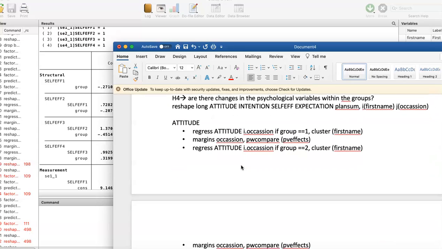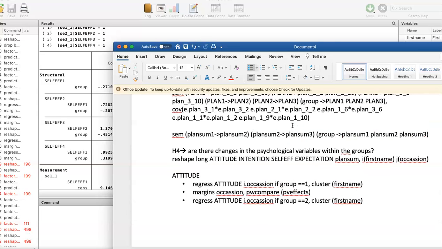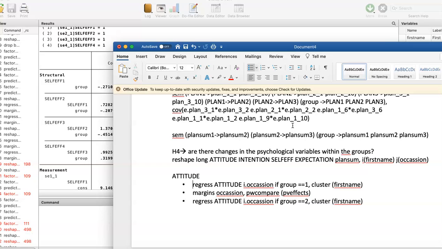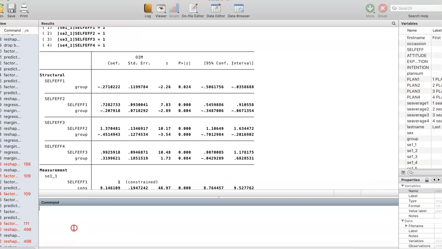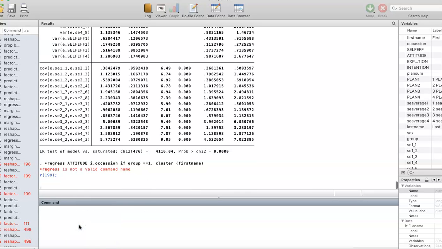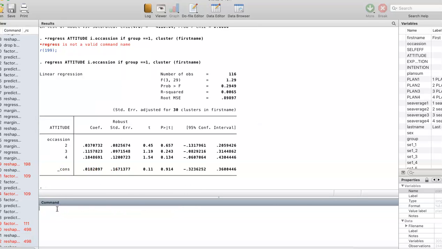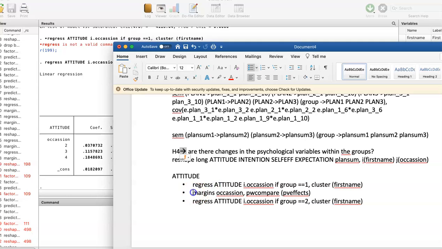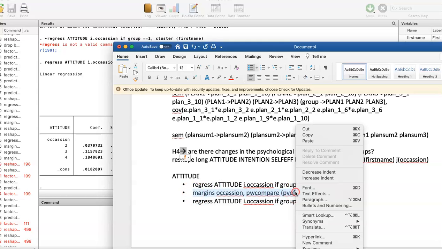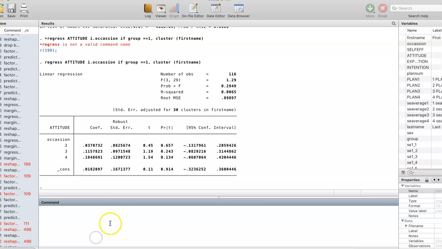I'll do, are there differences within the group? So I've already run the command to reshape the data. So I did the reshape long. All right. It'd be helpful if I didn't have that dot. So I had that, and then I ran the margins command. So that one was just for group 1.